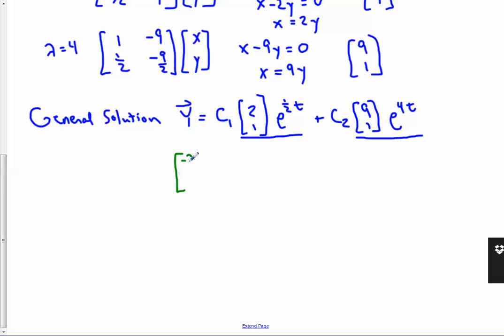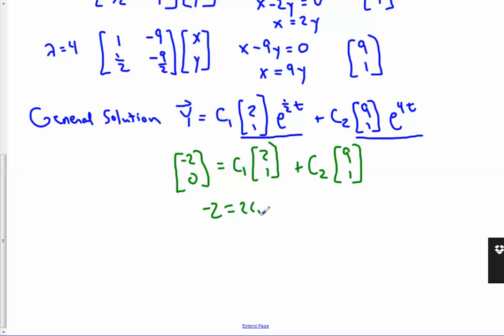So -2 and 0 equals C1 times [2, 1], and I'm putting 0 in for time, so the exponentials become 1, plus C2 times [9, 1]. Okay, so you can write that out. That's -2 equals 2C1 plus 9C2, and 0 equals C1 plus C2. And you can solve that however. You can RREF it or do high school algebra on it.